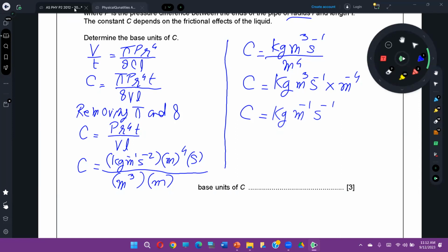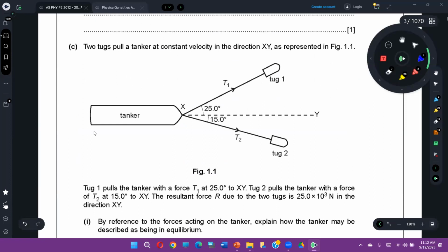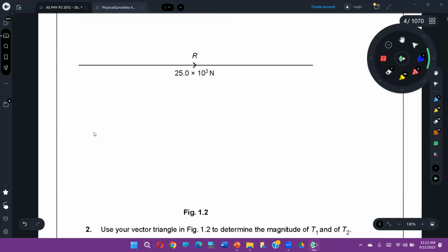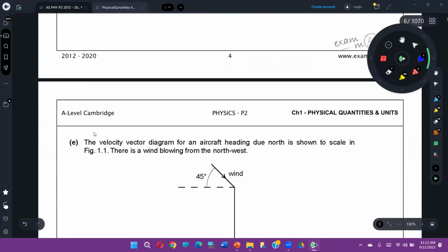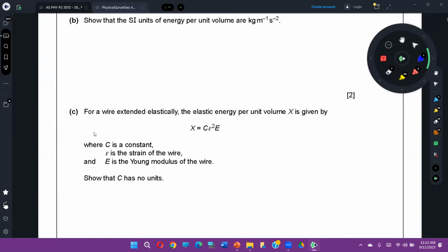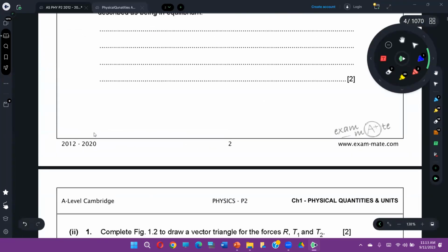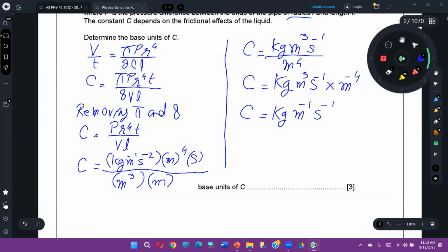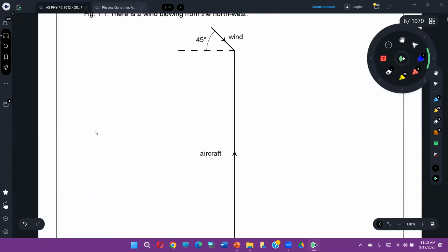Please do not make any noise. Please help here to complete this working. Now, what is the final answer? kg m minus 1 s minus 1, kg m minus 1 s minus 1 and s minus 1. So now please, this question is complete.